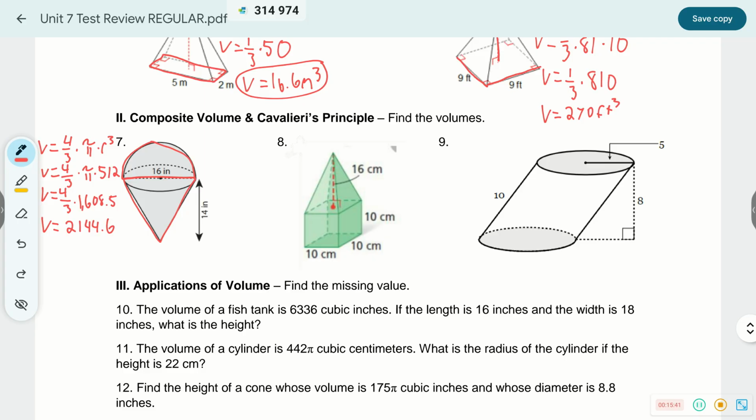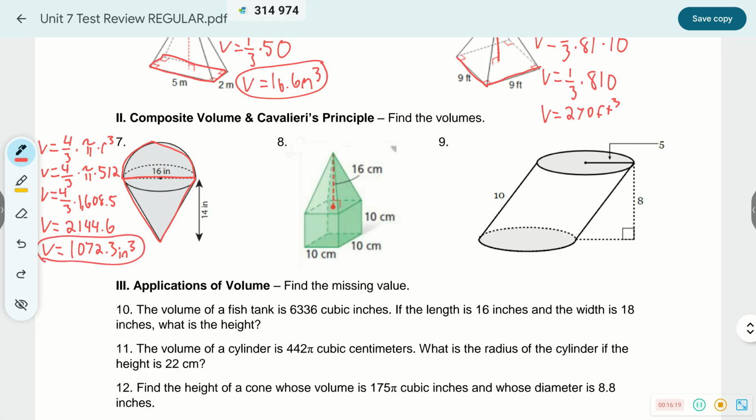So the volume of this half sphere is what? What's that divided by 2? 1,072.3. Okay. So this is inches cubed. Okay, so this is our volume for the half sphere.